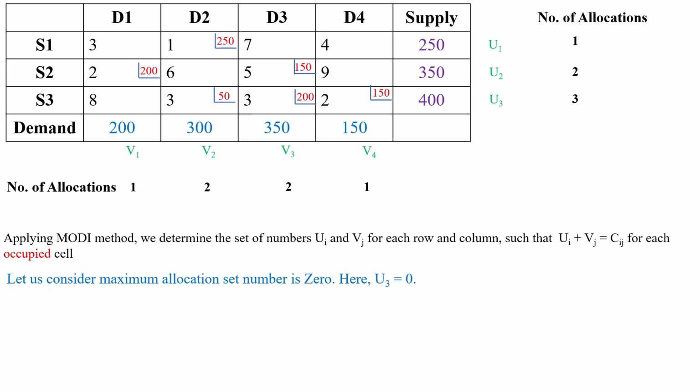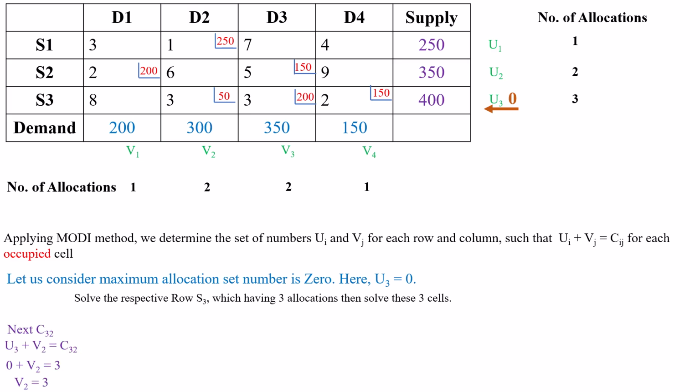Initially you have to consider the maximum allocation set number as 0. Here the maximum allocations are in the S3 row, so the respective set number is U3. So U3 we are initially considering as 0. Then I have to solve the S3 row which has 3 allocation cells. First we solve C32, third row and second column. The relation is U3 plus V2 equal to C32. C32 value is 3 and U3 value is 0, so V2 is 3.